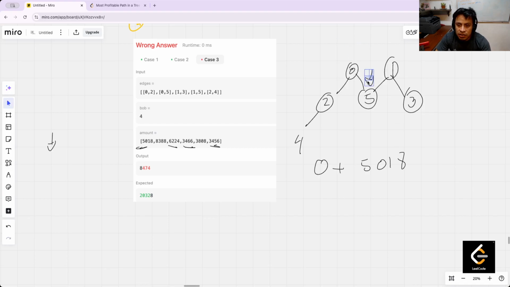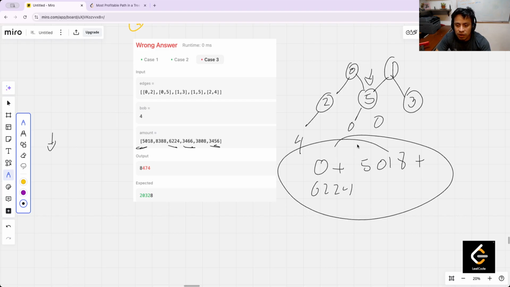Now, move in this direction. The value is positive. Plus. Now, move in this direction. No. Here is a leaf. It doesn't have anything. And here, this value is of the section.